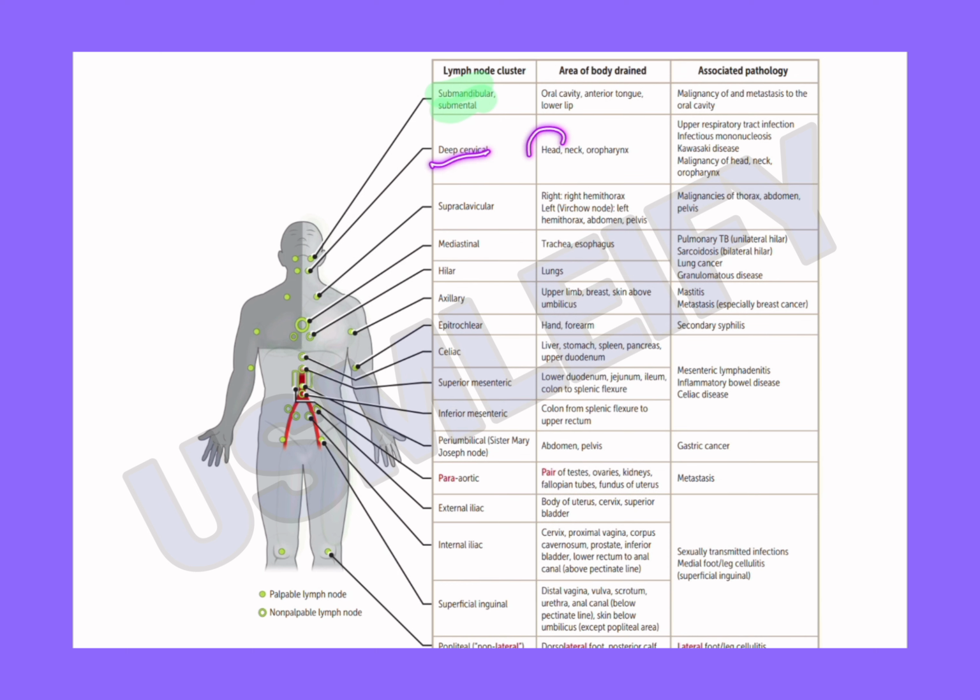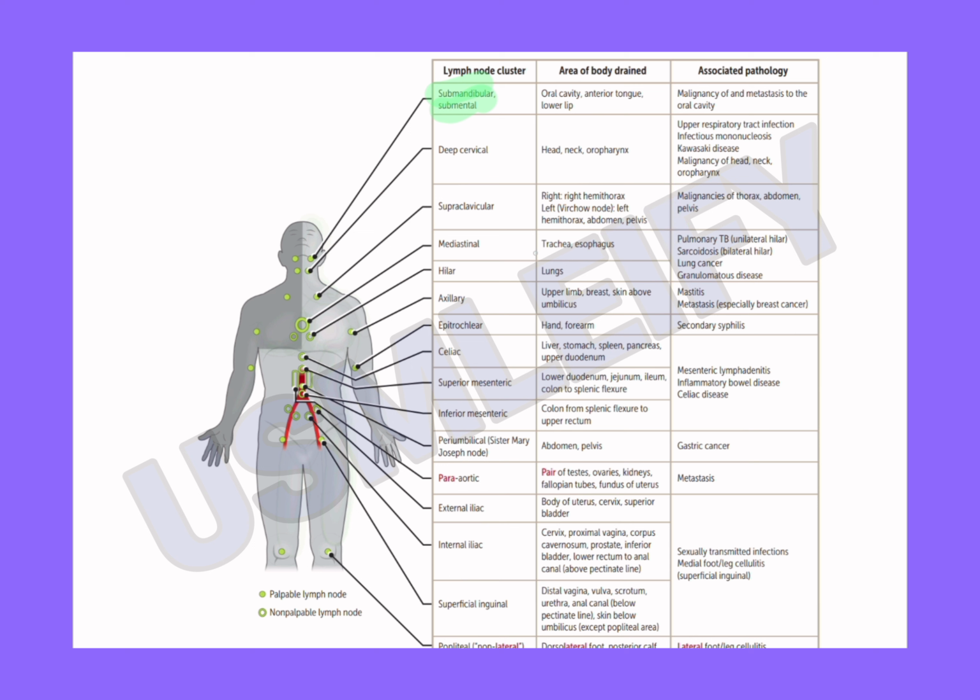Deep cervical nodes drain the head, neck, and oropharynx, and are involved in upper respiratory tract infection, infectious mononucleosis, Kawasaki disease, and malignancy of the head and neck and oropharynx. Supraclavicular nodes: right side drains the right hemithorax, left via the Virchow node drains the left hemithorax, abdomen, and pelvis. It is linked with malignancy of the thorax, abdomen, and pelvis.